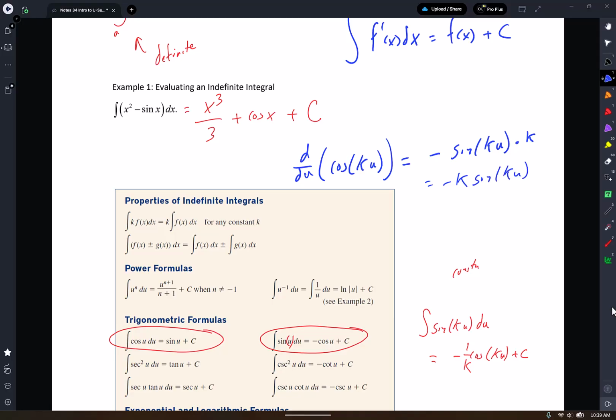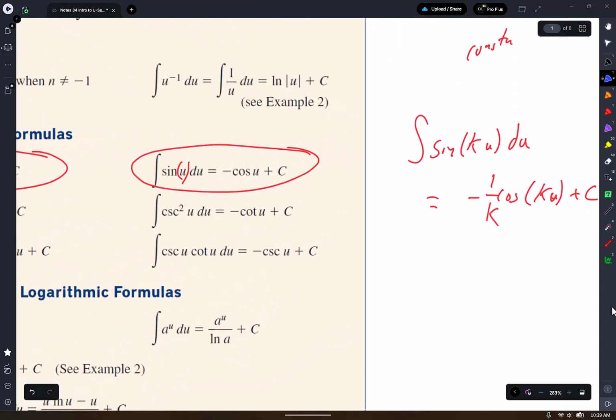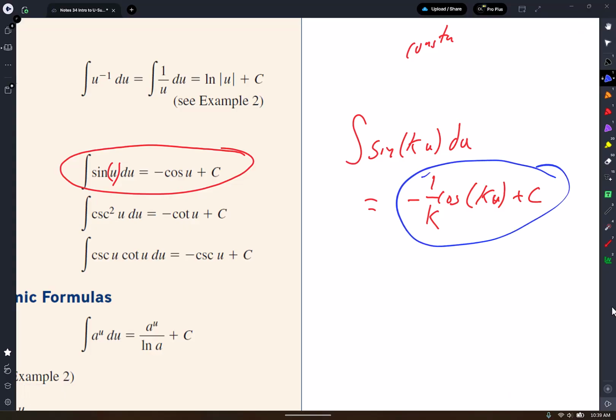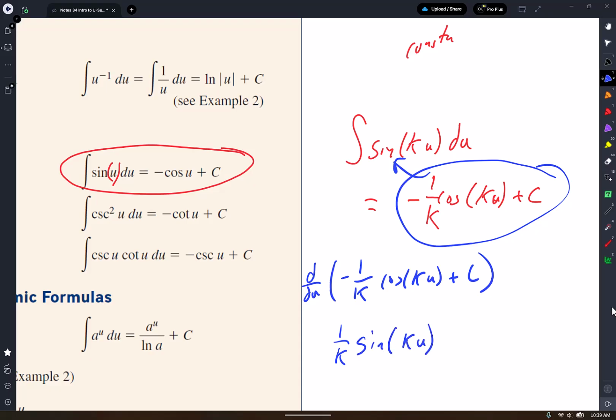But how did you get the 1 over k? That's a good question. Let's go back to this. Notice I'm doing an antiderivative. So if I take the derivative of this, do I get sine of ku? Let's see. d/du of negative 1 over k cosine of ku plus c. The derivative of cosine is a negative, so that negative goes away: 1 over k sine ku. Now I have to do the chain rule, times the derivative of ku, which is k, and the derivative of the constant is 0. What's 1 over k times k?